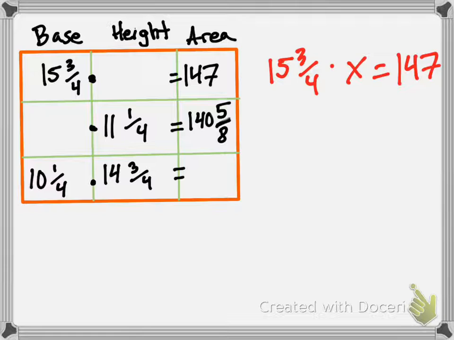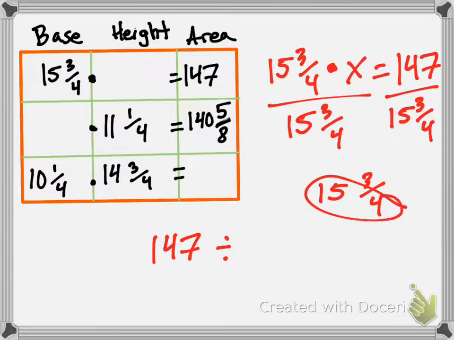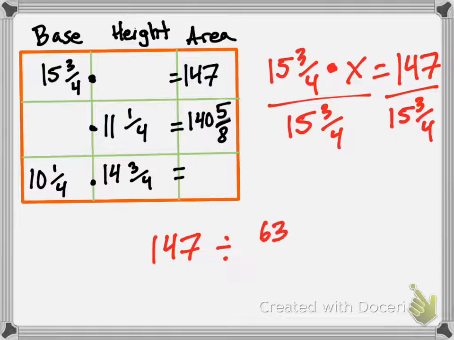Yeah, we're going to be dividing because this side is multiplying right there. So we're going to divide each side by 15 3/4. I like to do it, like I said, as an improper fraction. So I've got 147 divided by, and to make it into an improper fraction, I have 15 3/4. 15 times 4 is 60, plus 3 is 63. So I get 63 over 4.